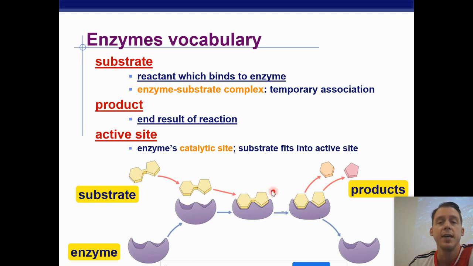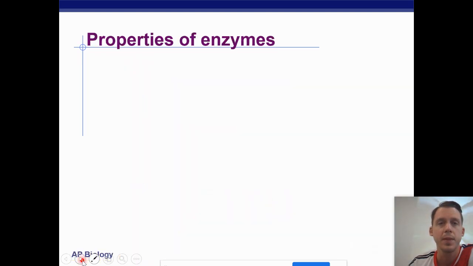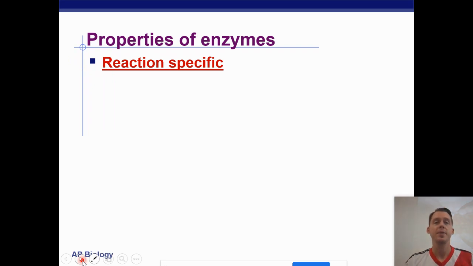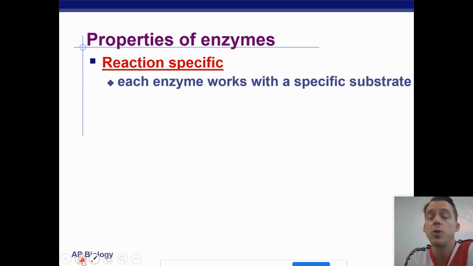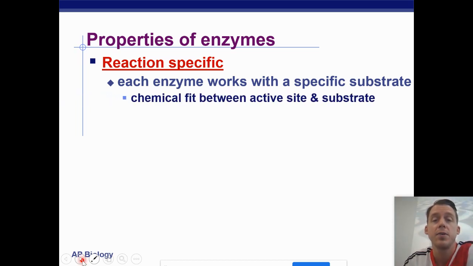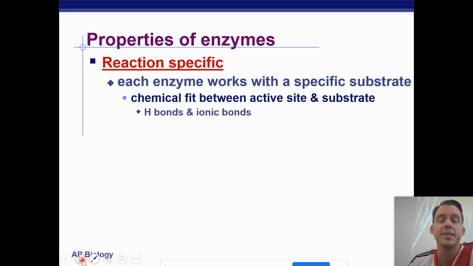And then the active site. The active site is the part that looks like it was cut out with a cookie cutter. The active site is where the enzyme actually does its work. That shape is really important. So some properties of an enzyme. Enzymes are specific to a reaction. So specificity is important for an enzyme. There is a very exact chemical fit between the active site and a substrate. That is held by hydrogen bonds and some weaker ionic bonds.